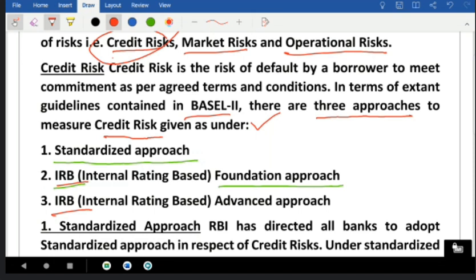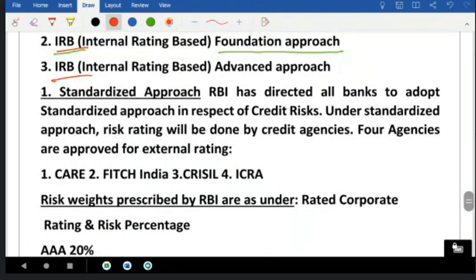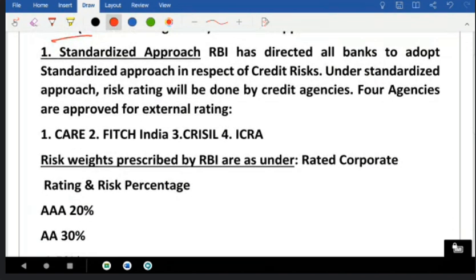Okay, so in the standardized approach, RBI has directed all banks to adopt the standardized approach in respect of credit risk. Under the standardized approach, risk rating will be done by credit agencies, and four agencies are approved for external rating. Okay, CARE, Fitch India, CRISIL and ICRA. You can remember these names. So how do they rate this, and what is the risk percentage? So rating as per risk percentage is given here.